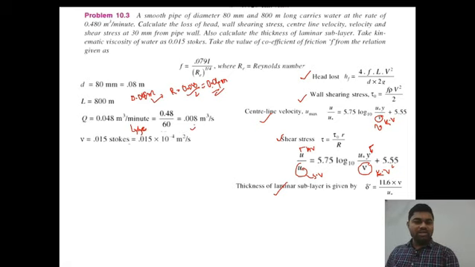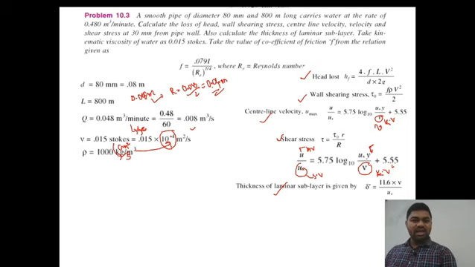The next value is kinematic viscosity. Kinematic viscosity is 0.015 stokes. The unit of stokes is centimeter square per second, which we need to convert into meter square per second. So, multiply with 10 to the power of minus 4, then you will get the value in meter square per second.